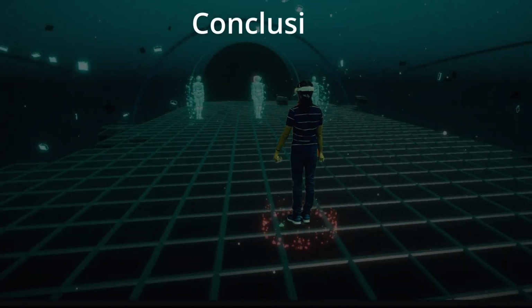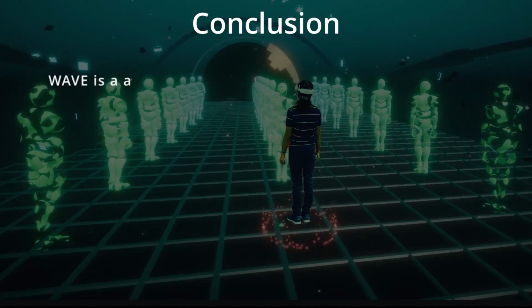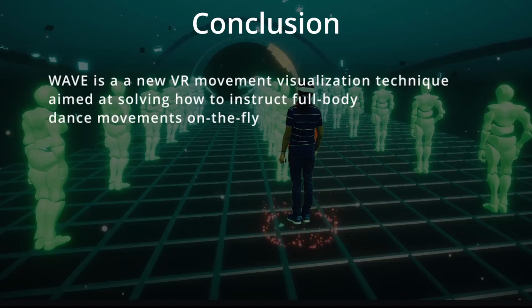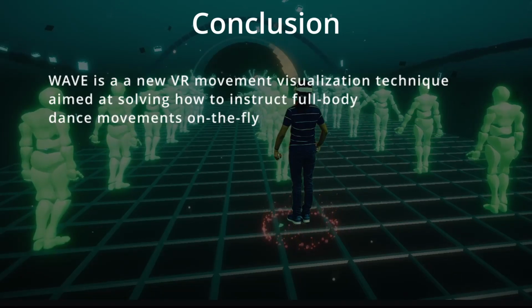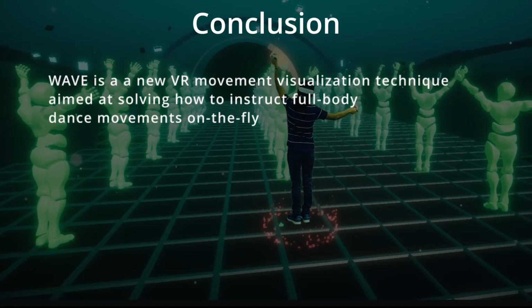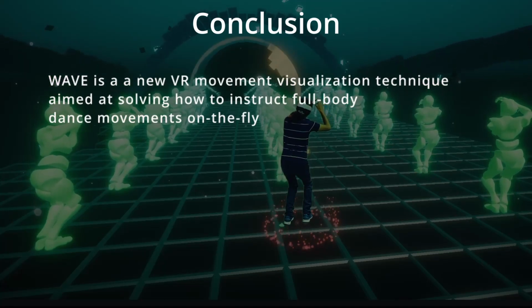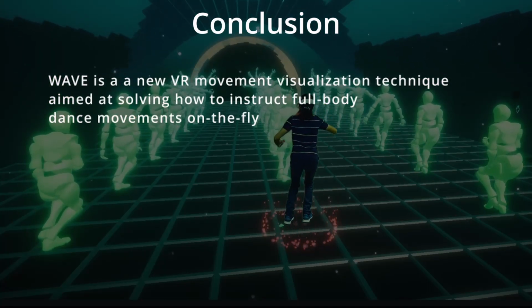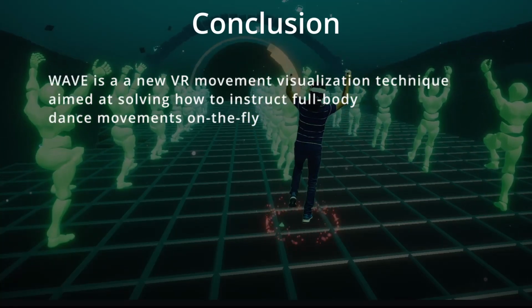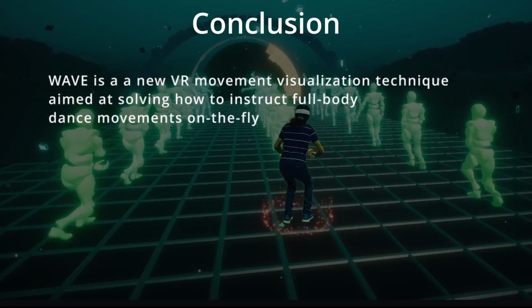So to conclude, in this study we proposed and evaluated Wave, a new VR movement visualization technique aimed at solving how to instruct full-body dance movements on the fly. We built a metaphor of the user being part of a crowd making a wave into a sports event. We use multiple model dancers with different time offsets, allowing the player to both mimic and anticipate movements. To minimize visual occlusion, we render multiple lines of dancers at different locations.